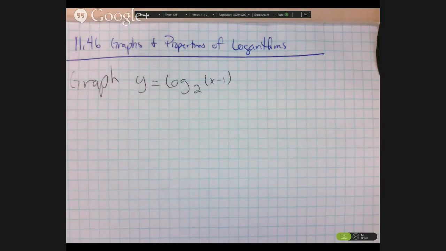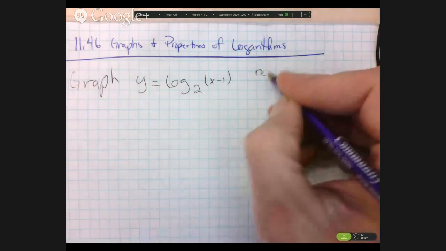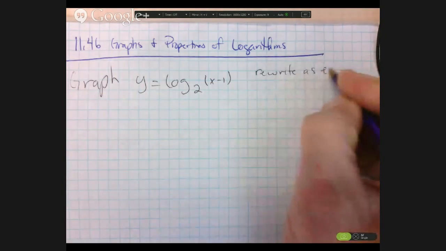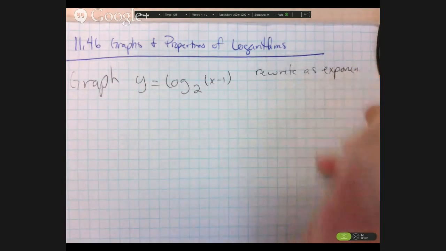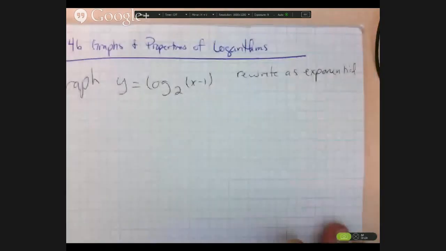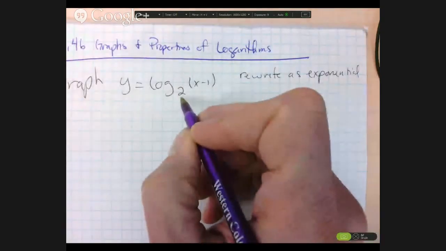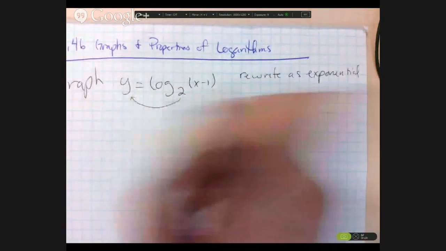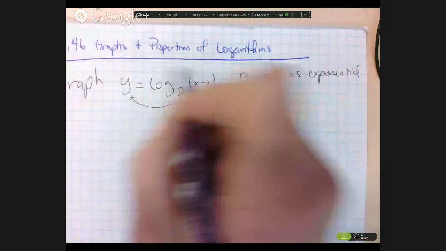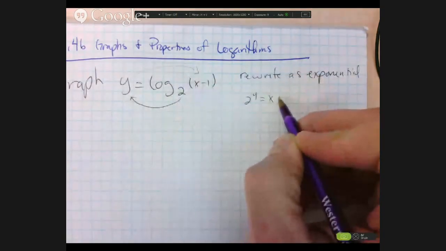All right, so if we're going to graph logarithms, you know how to graph exponentials already, right? Okay, the best way is to rewrite it as an exponential and work backwards. So we're going to rewrite it as an exponential. What is it? 2 to the y equals x plus 1, or sorry, minus 1.